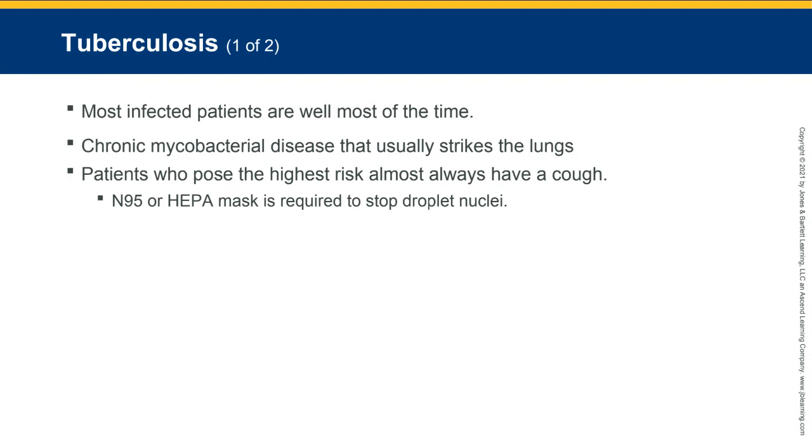So it's a chronic mycobacterial disease that usually strikes the lungs. Patients who pose the highest risk almost always have a cough, and this is a cough that will be present for 3 weeks or more. They're going to be complaining of fatigue, loss of appetite. They're going to be losing weight. These are key things to be looking for with your TB patients. N95 or HEPA mask is required to stop droplet nuclei.